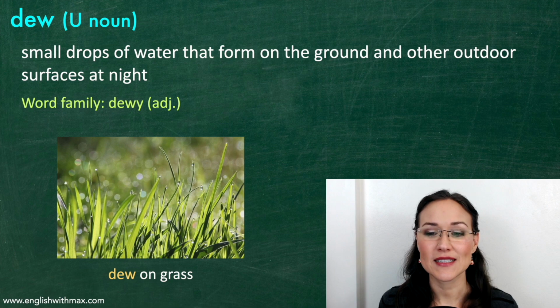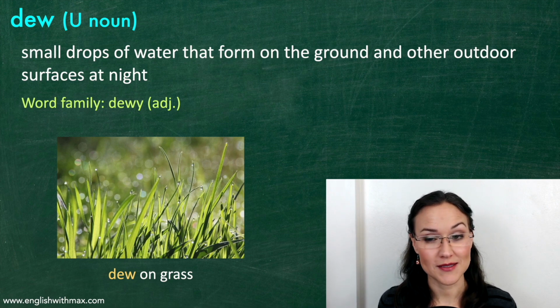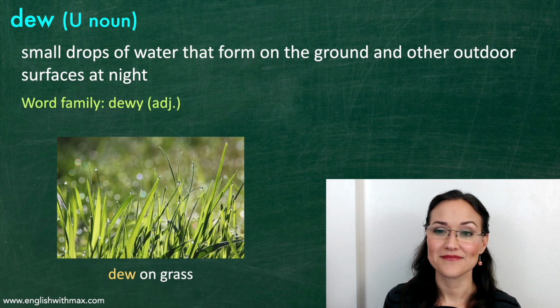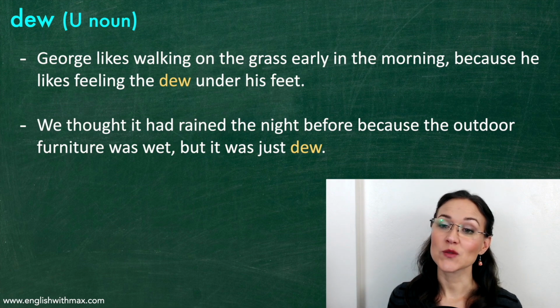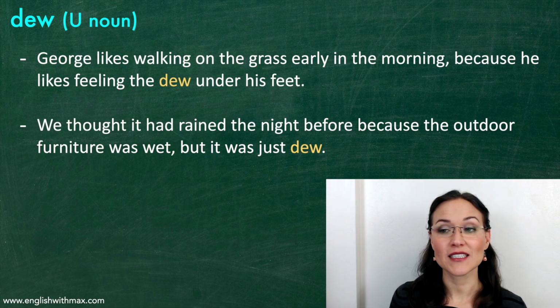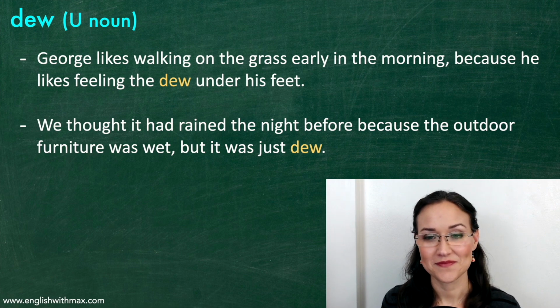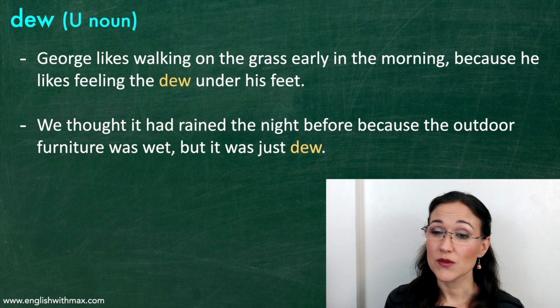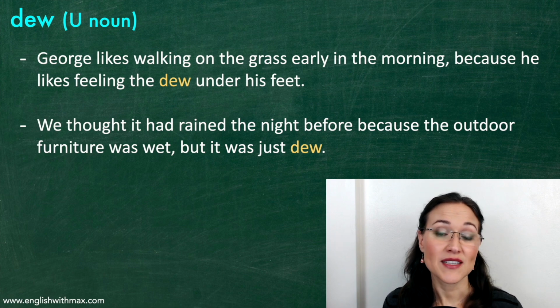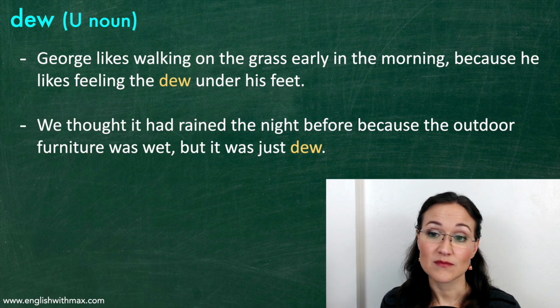In the picture you can see some dew on grass. George likes walking on the grass early in the morning because he likes feeling the dew under his feet. We thought it had rained the night before because the outdoor furniture was wet, but it was just dew.